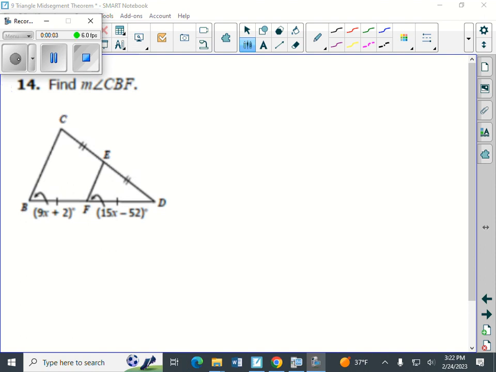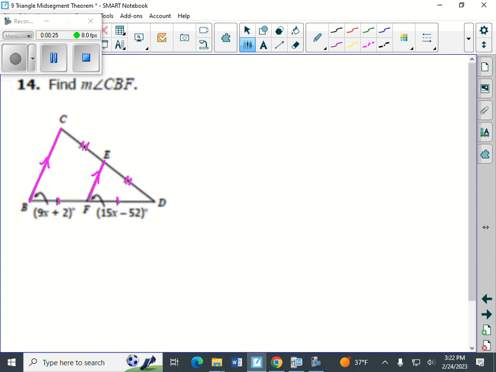Find the measure of angle CBF. So we take a look at this. Again, we do have the idea of the midsegment theorem here. This is our midsegment, and it is going to be parallel to side CB.